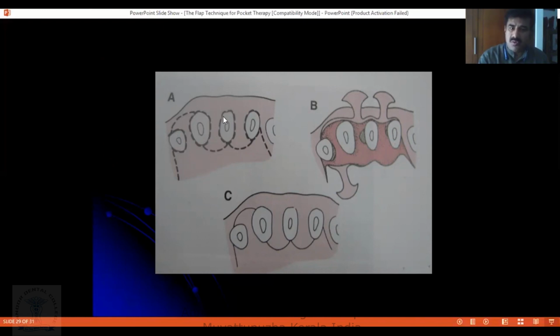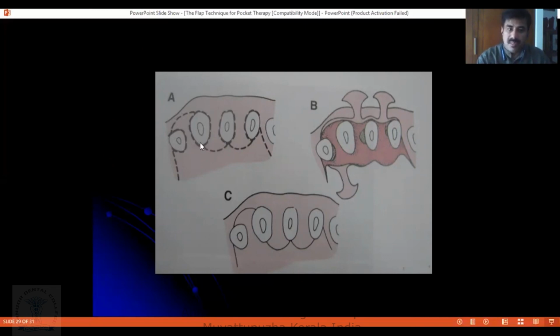Now, you are doing this when there is spacing, when there is diastema or spacing between the teeth. So what we do here, you can see that, you can put a semilunar incision like this, either in the buccal aspect or a semilunar incision like this in the palatal aspect. If you are putting a semilunar incision here in the buccal aspect and then reflecting, this part of the flap goes into the palatal aspect.